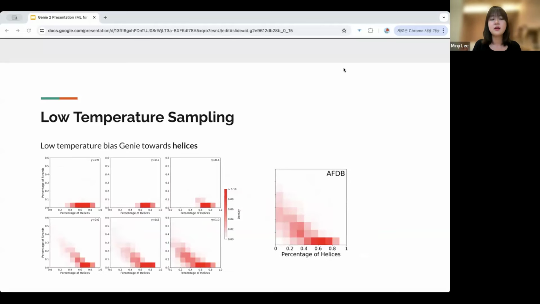More specific to Genie, we suggest that low temperature sampling shifts Genie away from the learned distribution. You can see from the plot on the left that as the noise scale of Genie decreases, the density concentrates on the helix side. And at normal temperature, gamma equals 1.0, the distribution of secondary structure is consistent with AFDB.